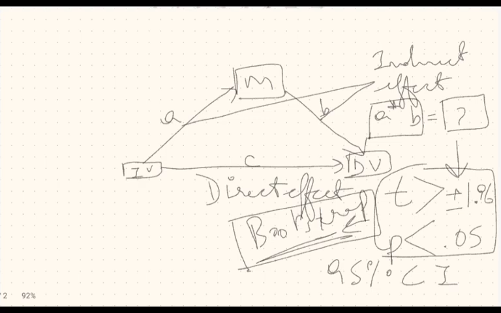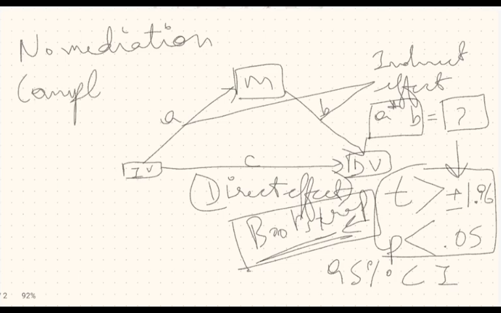Similarly, we get an idea of direct effect through bootstrapping, whether the direct effect is significant or not. In case the indirect effect is insignificant and direct effect is significant, then there is no mediation, right? No mediation. In case direct effect and indirect effect both are significant, then it means complementary mediation. We call it complementary mediation.